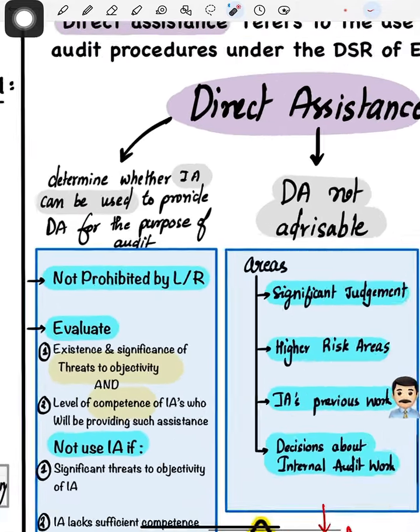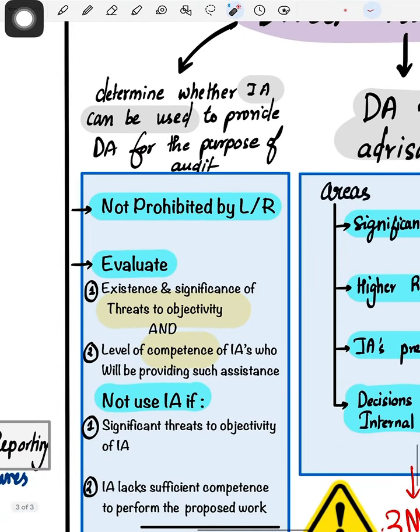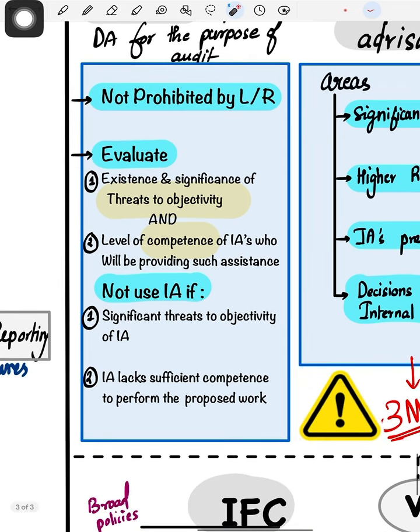First and foremost, determine whether the internal auditors can be used. They can be used when it is not prohibited by law or regulation. Second, you have to evaluate the existence and significance of any threats to objectivity and level of competence. So basically the same points, objectivity and competence. First, it should not be prohibited by law or regulation. Then evaluate the existence of any threat to objectivity and level of competence.